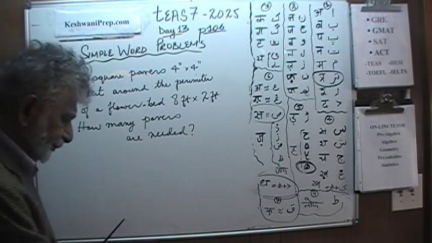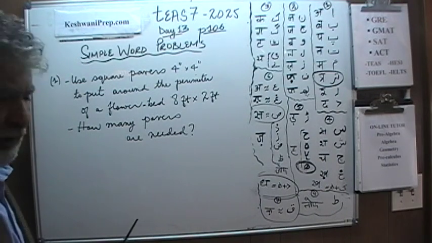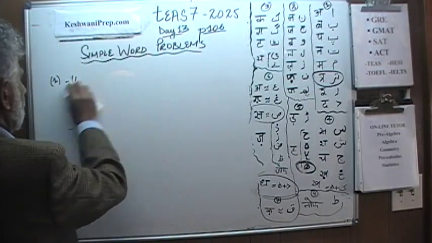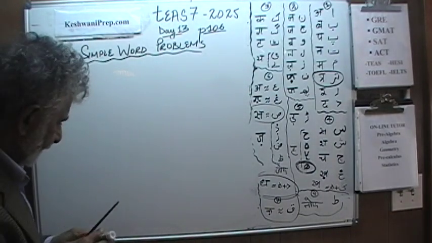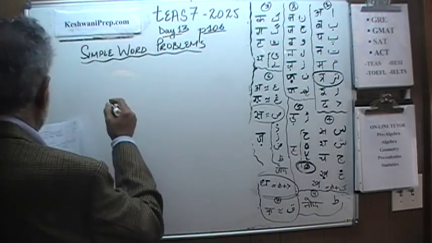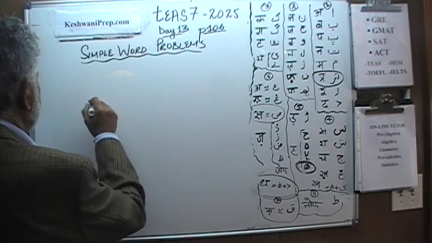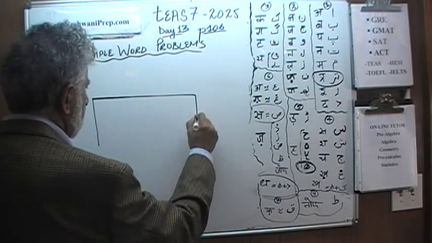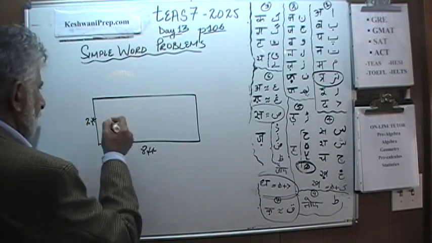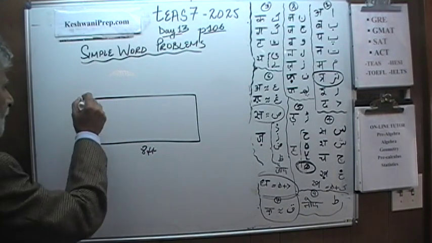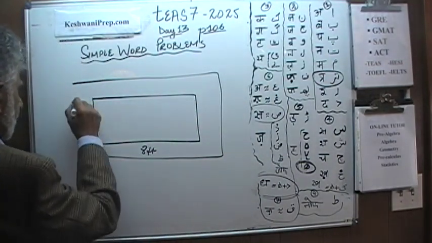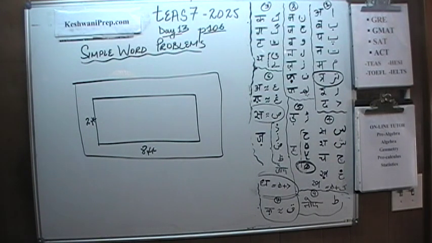Let's see what we can do, shall we? I'm going to erase the problem so we have a little bit more room to work with. Remember, it's 8 by 2 and the pavers are 4 by 4. So let's make a flower bed and see what we're dealing with here. Let's pretend that this is 8 feet and this is 2 feet. So that's our flower bed, and around it we're going to put the pavers. The pavers are going to go something like this. Do you understand?